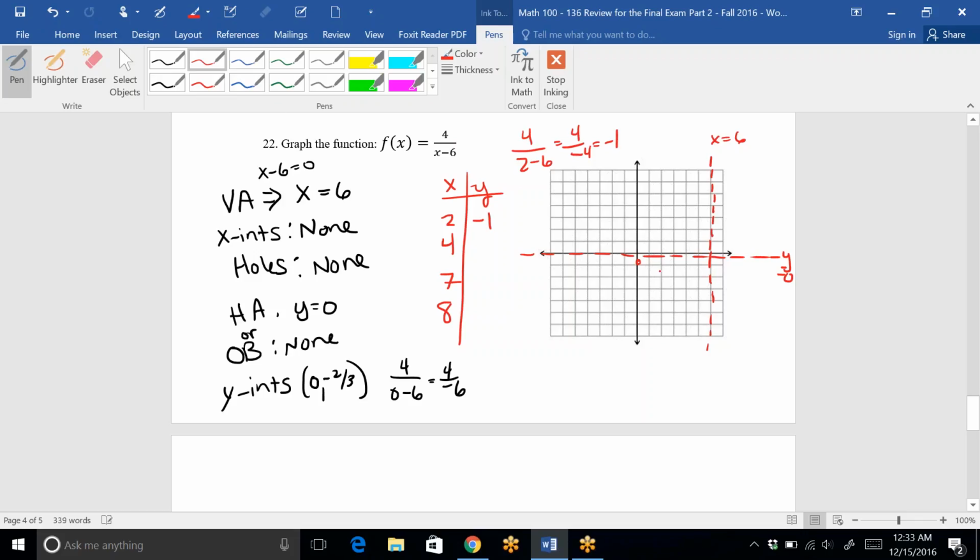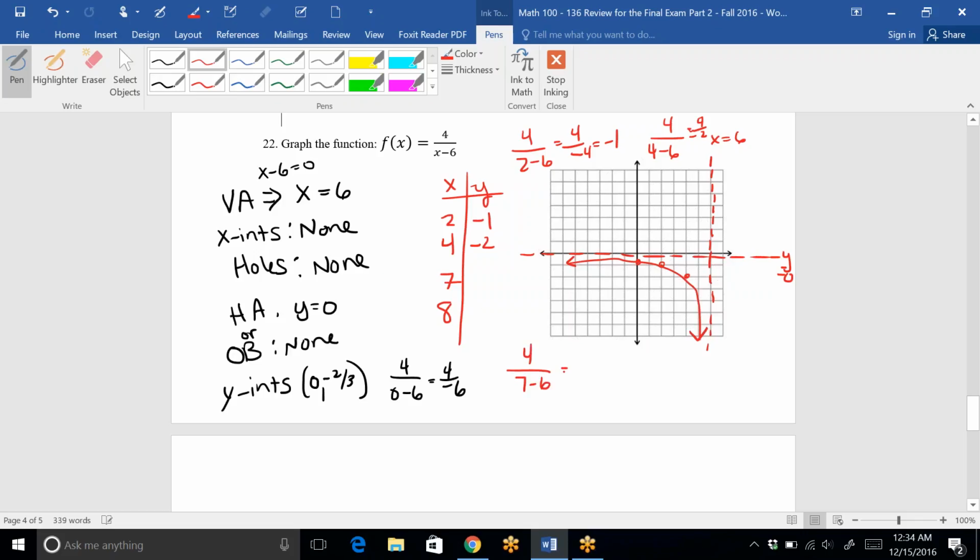So I have the point 2, negative 1. And 4 over 4 minus 6 would be 4 over 2, negative 2. So that guy's negative 2. So here's 4 and then down 2. Notice that this graph looks like it's hovering on this asymptote and then going towards the vertical asymptote and headed down. So there's that portion of that graph. This is only this side of the vertical asymptote. There should still be graph on the other side. So that's what we're going to find out when we plug in the 7 and the 8.